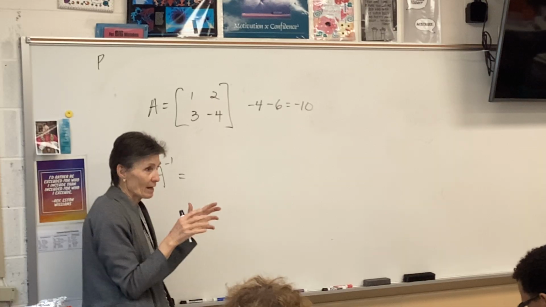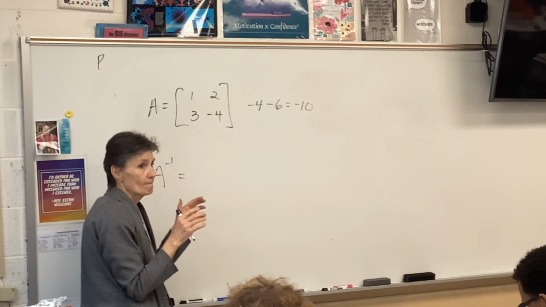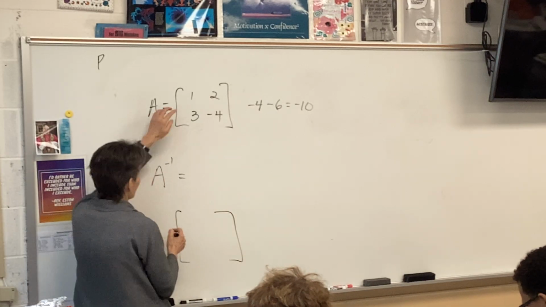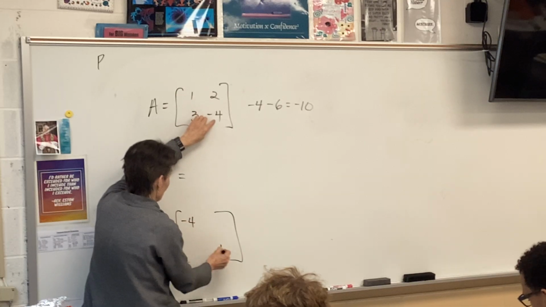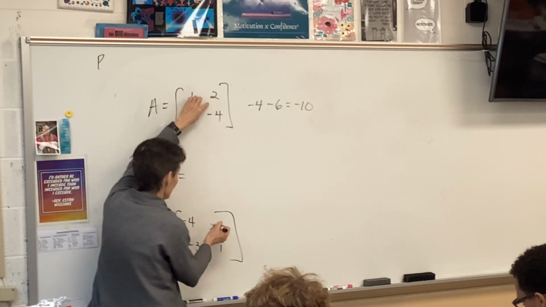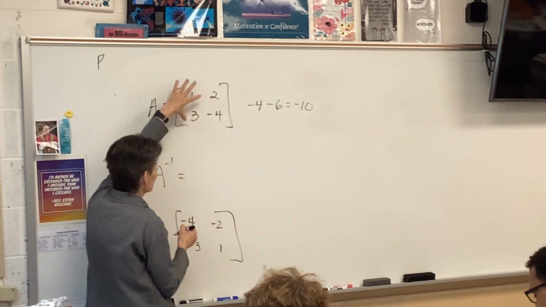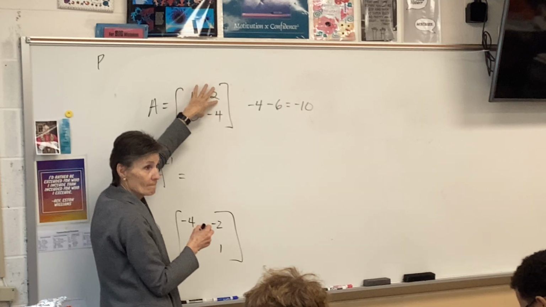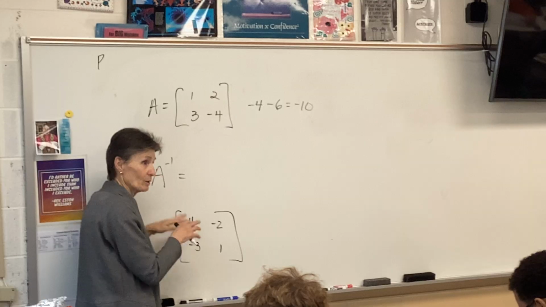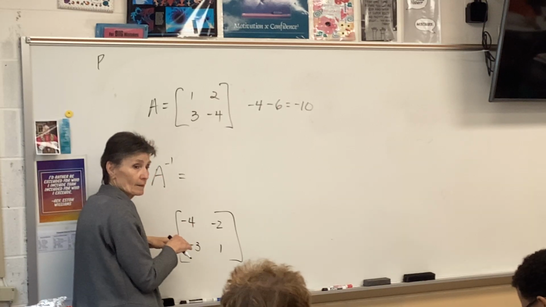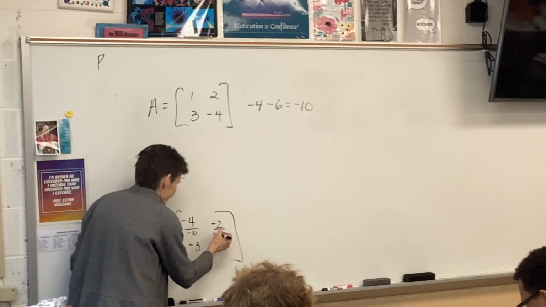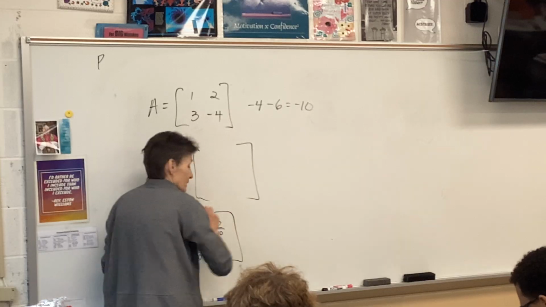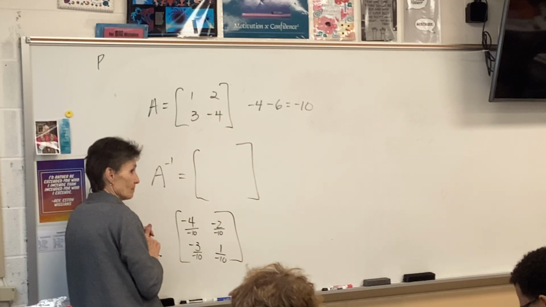Because what's the next thing we have to do? We have to make a new matrix by switching these guys and making these both negative. Remember, if these are positive, they become negative. If they're negative, they become positive. All right? That isn't the answer though. What do I need to do now? All of these have to go over my negative 10. And then when I fill in the answer blank, I reduce everything.